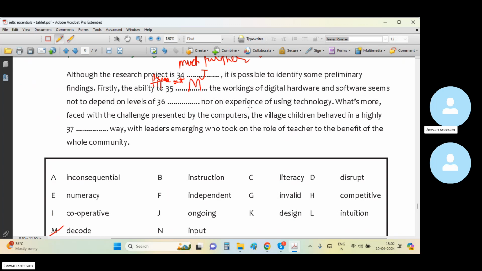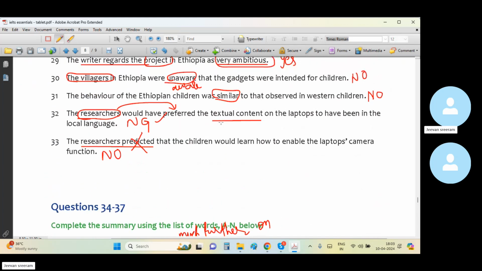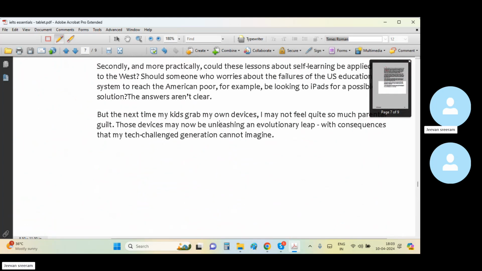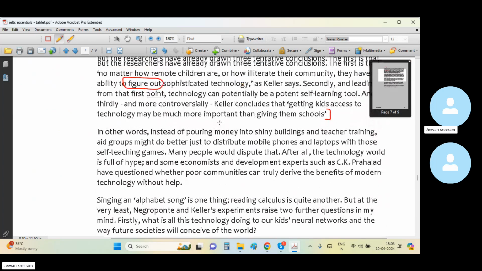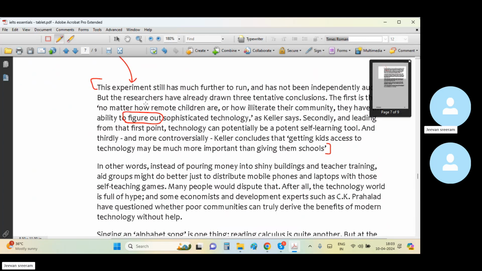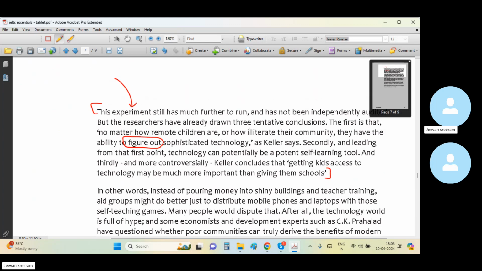The working of digital hardware and software seems not to depend on the level of... As per the passage, it is independent of their education level or literacy, right? How illiterate they are. Level of their literacy. Yes, literacy is equivalent. Nor on experience of... No matter how remote they are, no matter how illiterate their community.